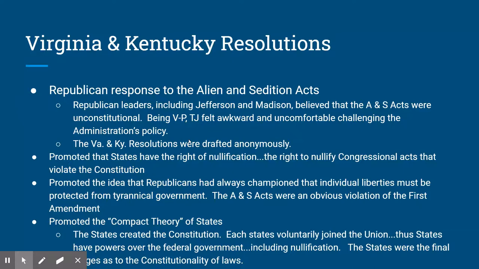And so in opposing the Alien and Sedition Acts, Madison and Jefferson promote the compact theory of states, saying that in 1787, at the Constitutional Convention, the states created the Constitution, and that when the Union was formed, the states joined the Union voluntarily. Therefore, the states have the right and have powers over the federal government, including nullification. The states, they argued, were the final judges as to the constitutionality of laws.